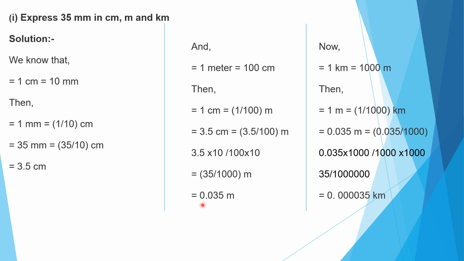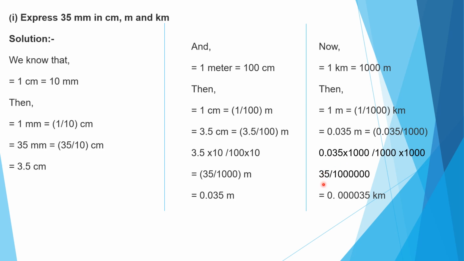0.035 meter. Here we get the answer. 0.035 meter is equal to 0.035 by 1000. To remove this decimal point, we have to multiply by 1000. Why 1000? After the decimal point, 3 zeros are there. That's why we have to multiply by 1000. So 0.035 into 1000 by 1000 into 1000.